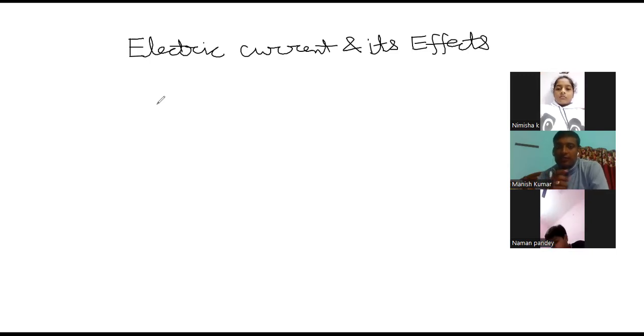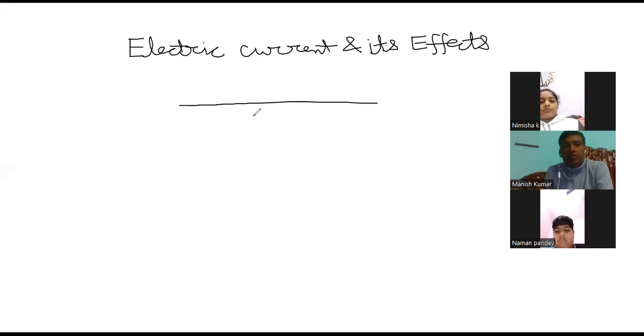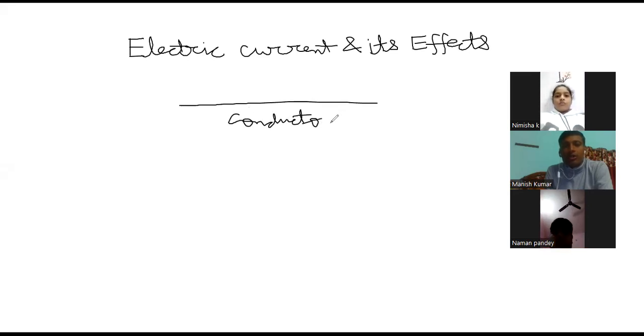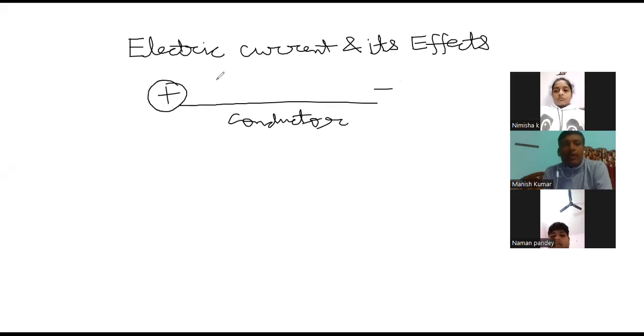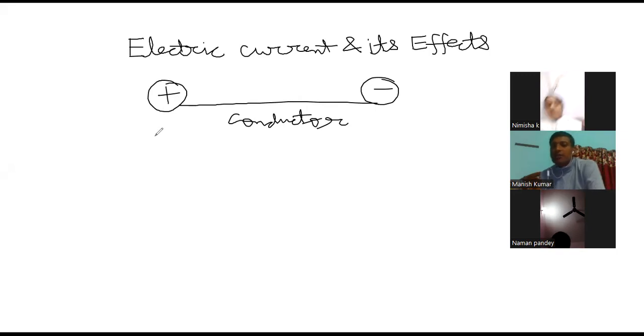Nimisha, can you define? The flow of electricity through a conductor is called electric current. Okay, the flow of electricity through a conductor. Suppose this is a conductor or conducting element, okay? For the flow of electricity, there should be plus and minus terminals in the circuit. So the definition is very simple. First of all, after that you can write a passage on it.